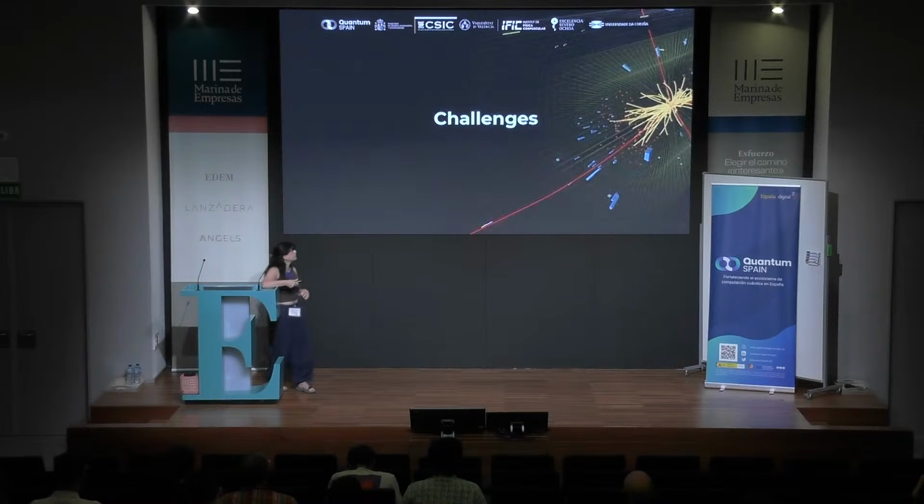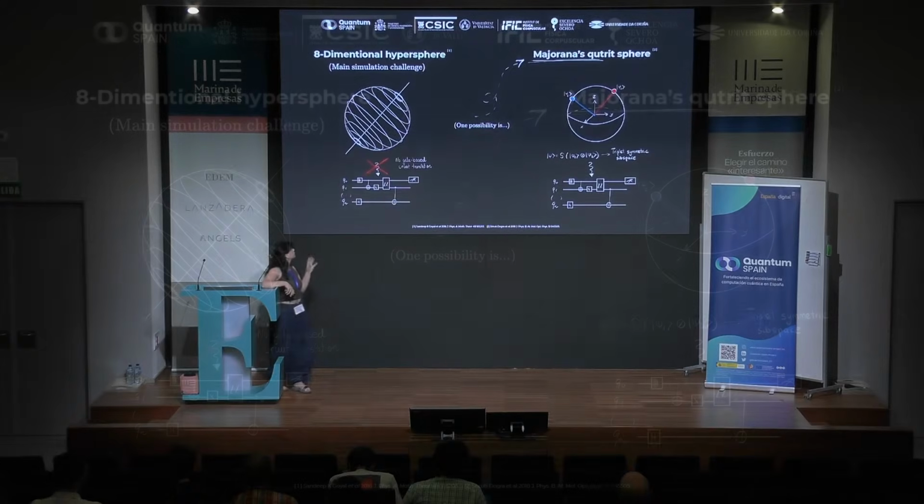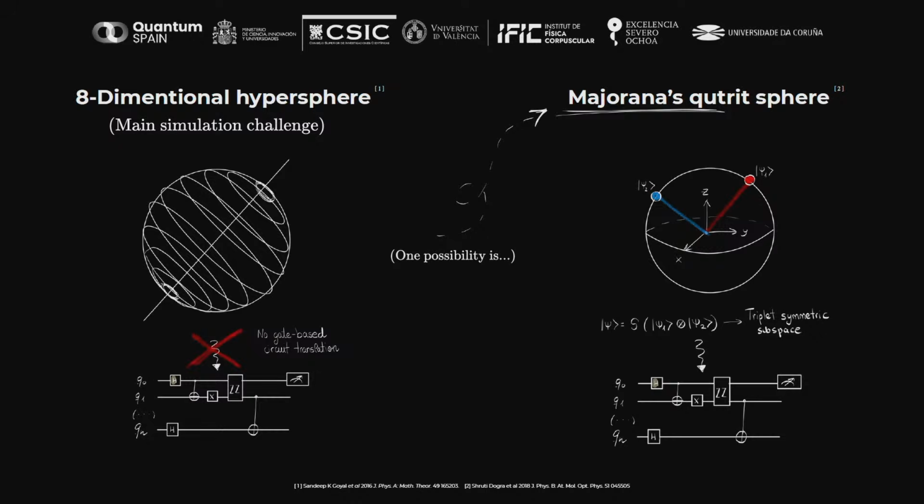But of course, there are some challenges, and the first one is the hypersphere, because when you have to work with QTYRs, you have to work with an 8-dimensional hypersphere, and there's no straightforward translation to a quantum circuit. And also, due to geometrical constraints, there's no trivial distinction between pure and mixed states, which is a disadvantage to implement a quantum machine learning model.